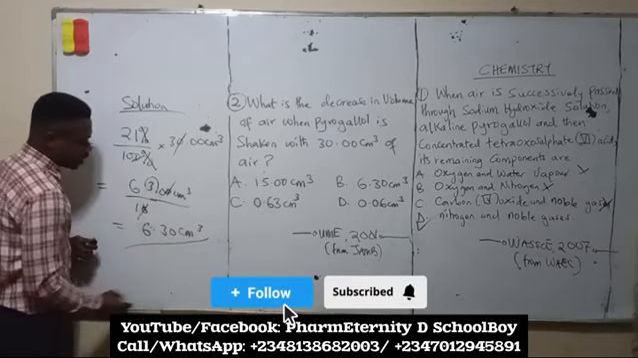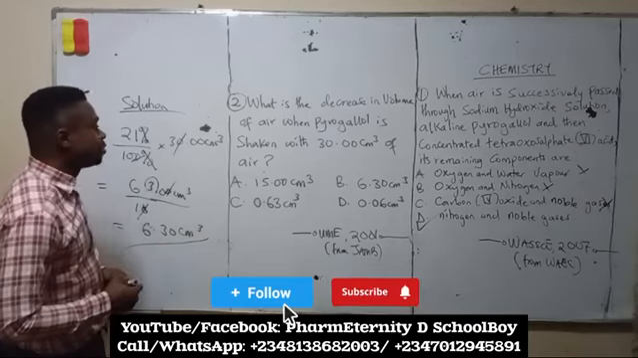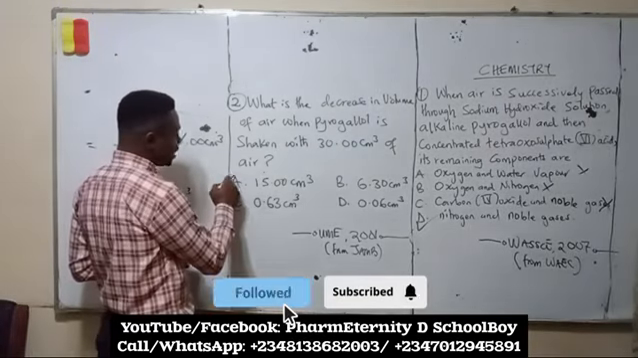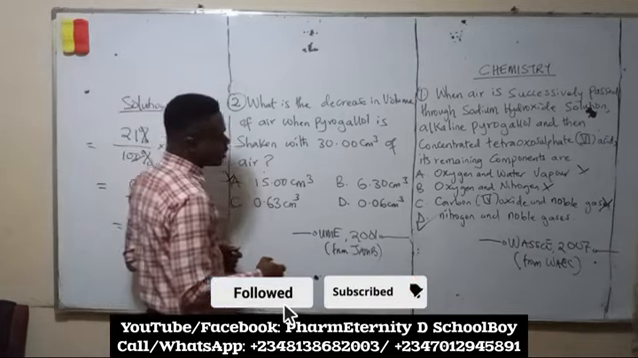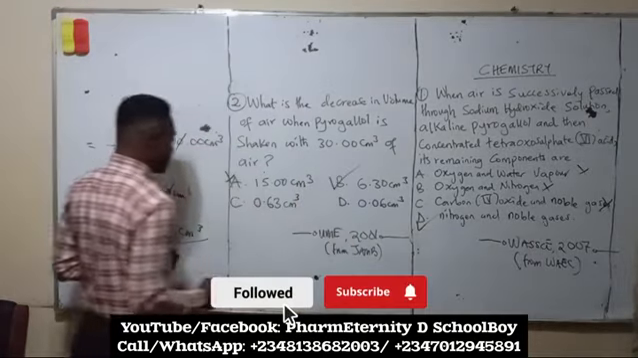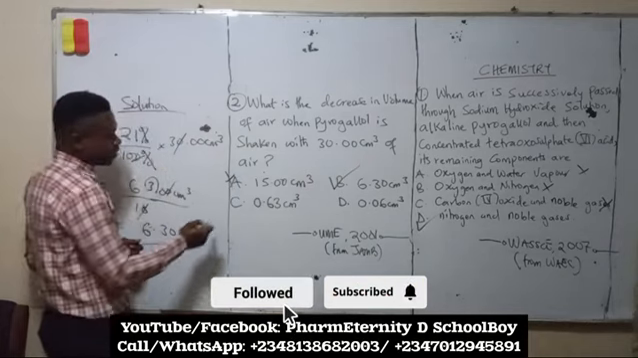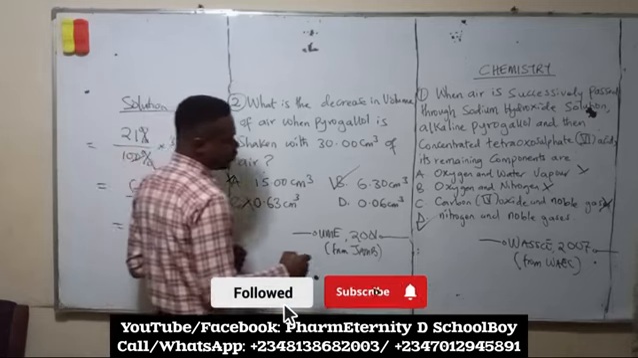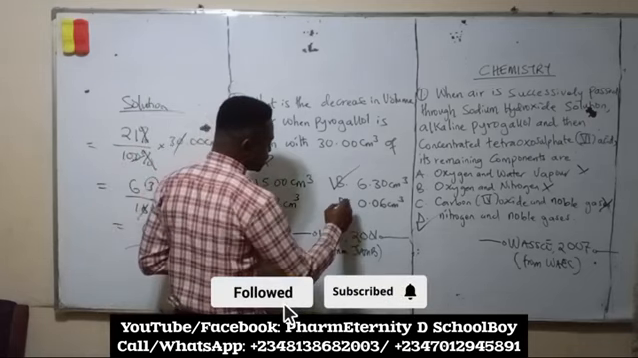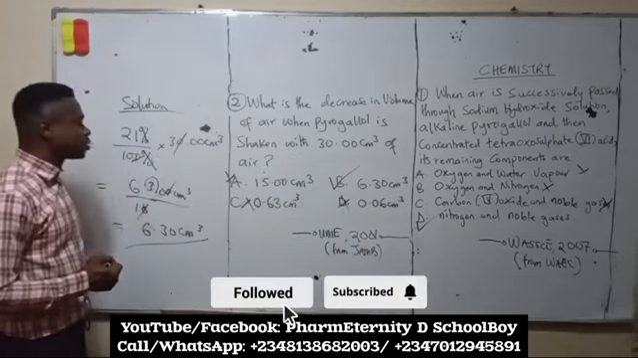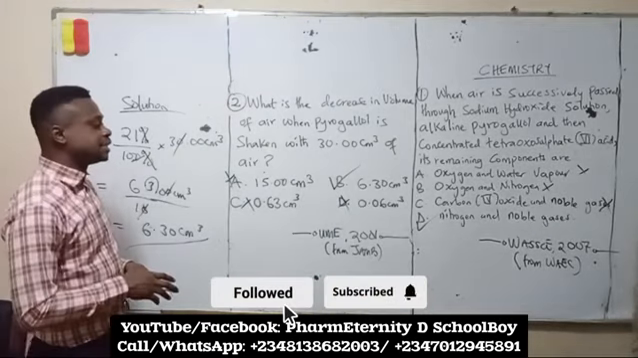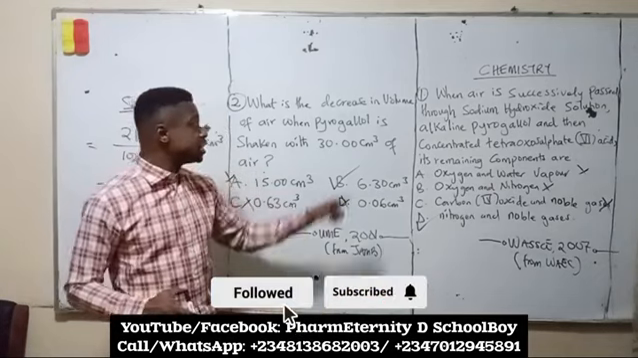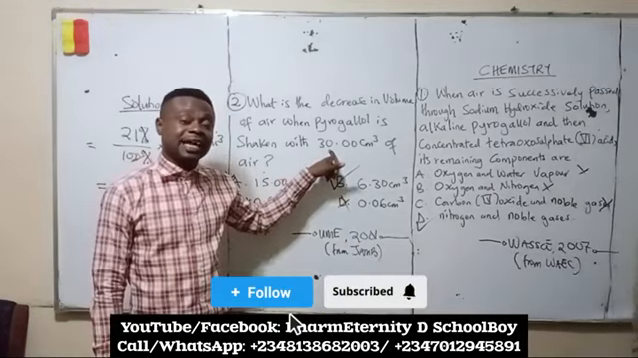So the answer is 6.30 cm3. Let's look at the options. Option A says 15.00 cm3, which is not the answer. Option B says 6.30 cm3. I will take it. Option C says 0.63 cm3, which is not the answer. Option D says 0.06 cm3, which is not the answer. So the answer is B, 6.30 cm3. This 6.30 cm3 represents the volume of oxygen in the 30 cm3 of the air.